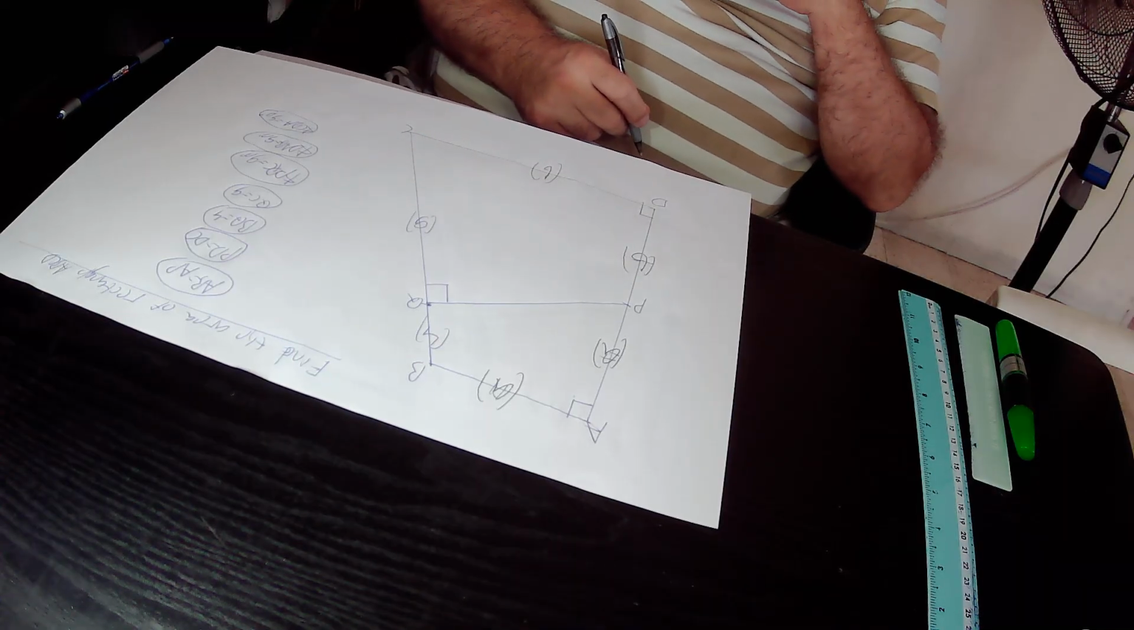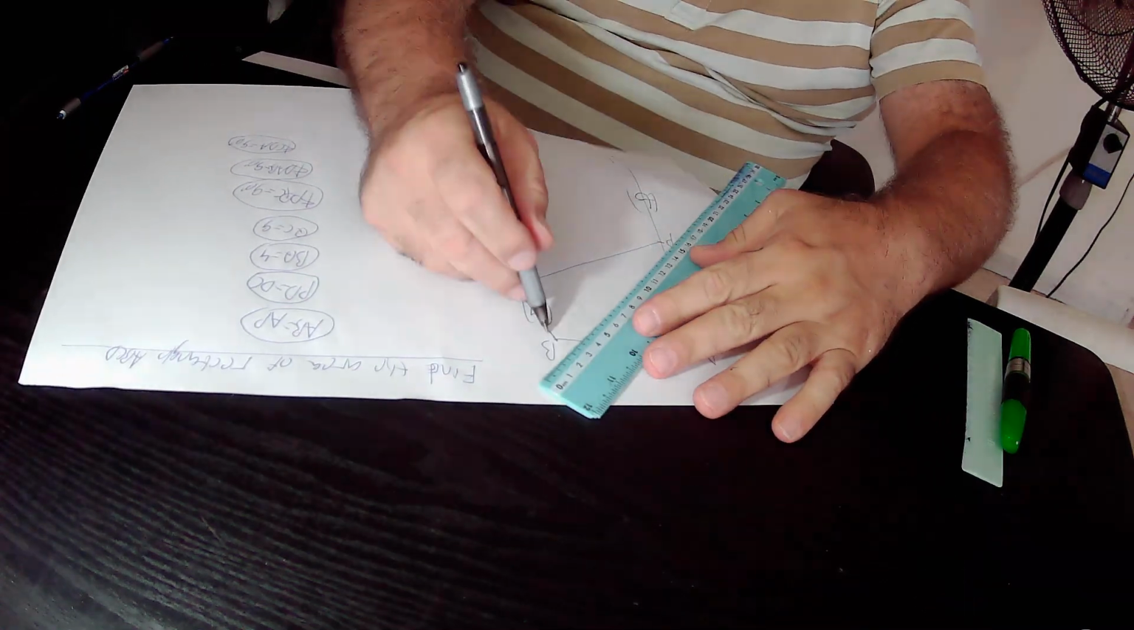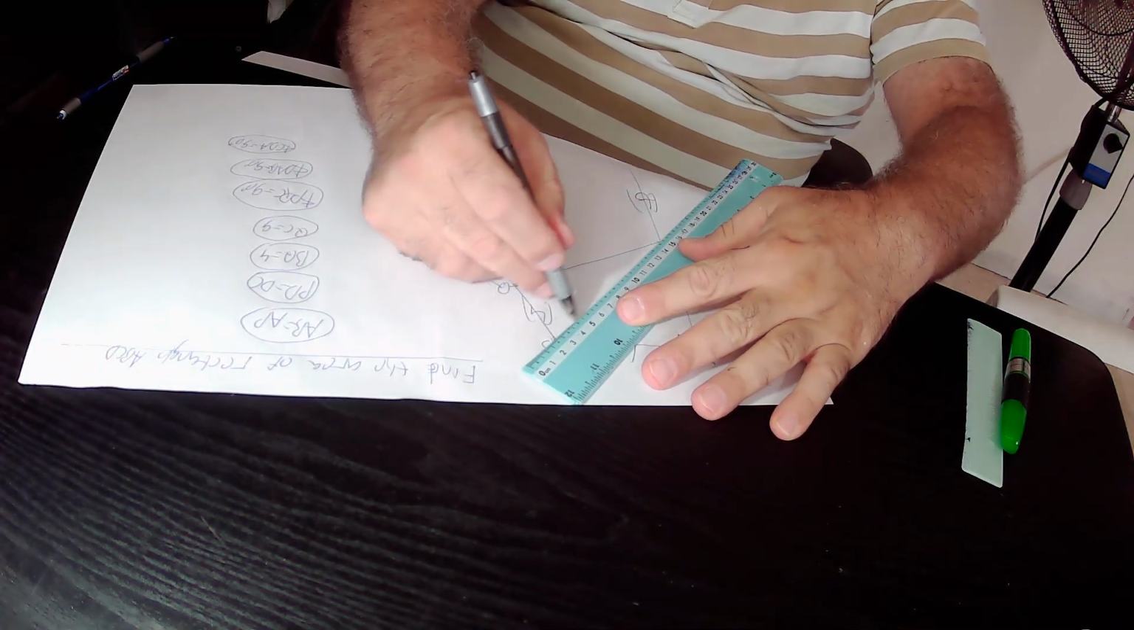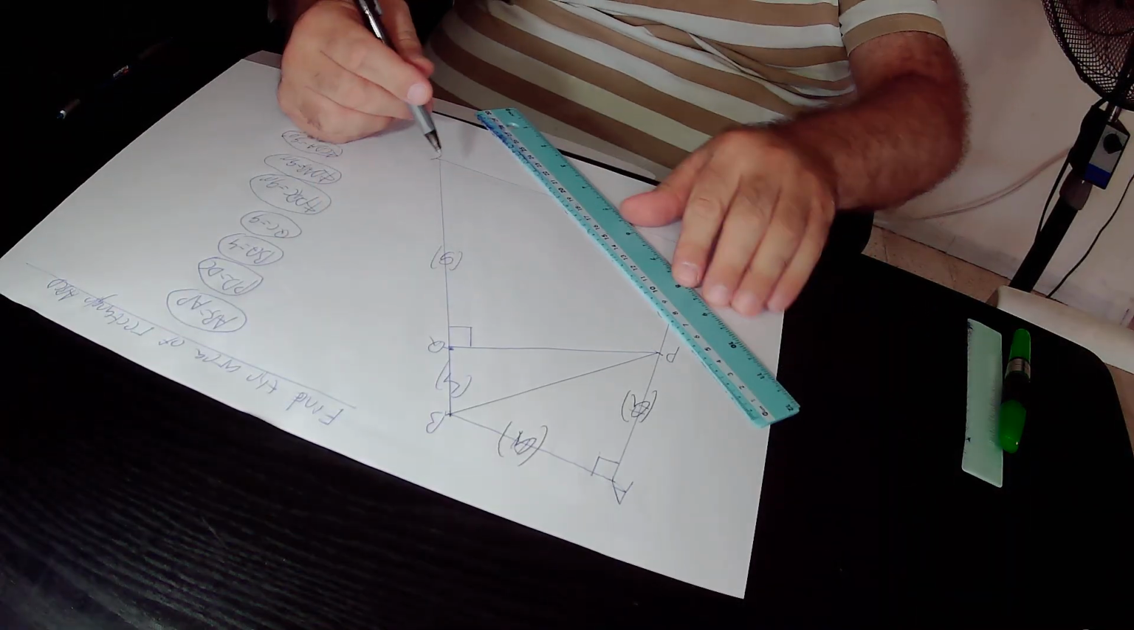In the next step, we'll join points B and P together by a straight line. And we'll also join points P and C together by a straight line.